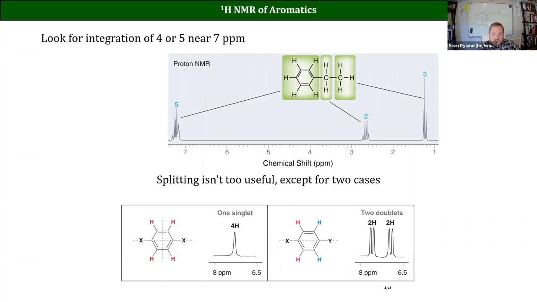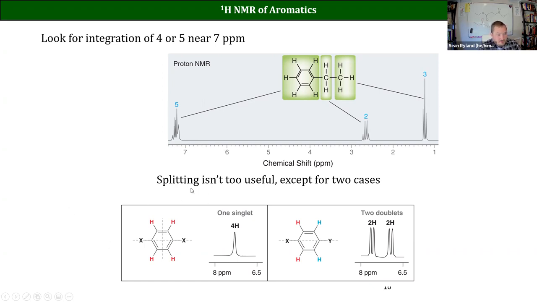And nothing else really shows up in that area. So this is a smoking gun, just like an OH group on an IR, because nothing else is really going to get in the way. And it's very distinctive once you know what you're looking for.